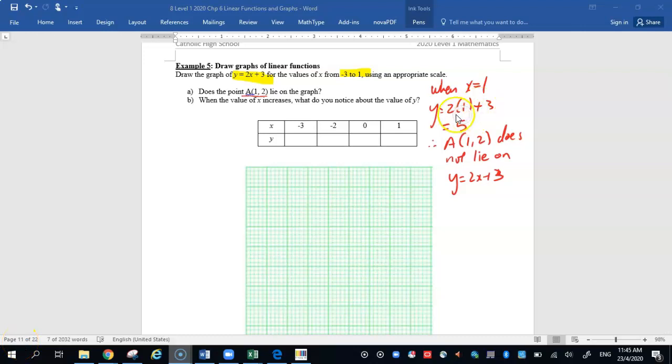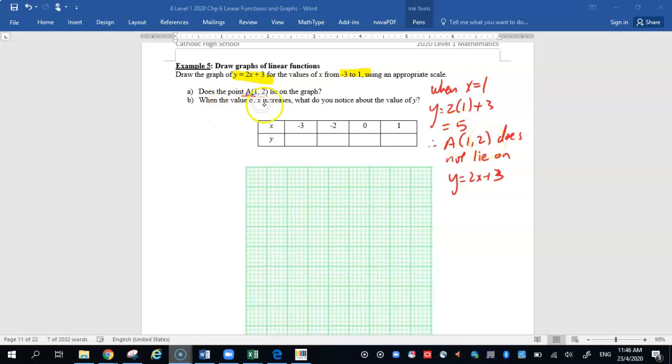The reason being, when you substitute x equals 1 into y equals 2x plus 3, the value that you get for y is actually 5. But in this part A, you're asked whether A(1, 2) is on the graph. So apparently it is not, because at x equals 1, y equals 5, not y equals 2.